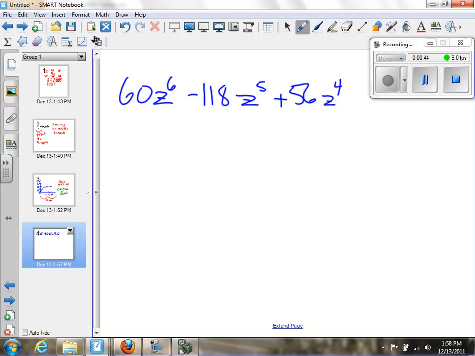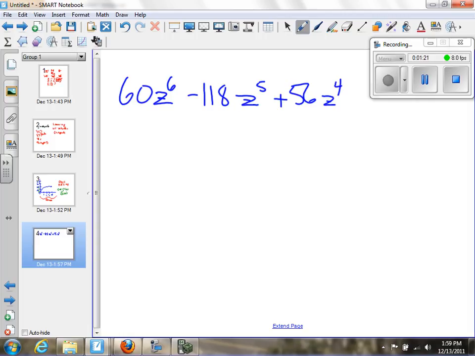Okay, so I need to factor this completely, which means that every term has to be unfactorable. So I'm looking at this and I'm saying I can probably divide by what? In terms of a constant, can I divide by 6? Is 6 going to go into 56 8 times? No. 7 times, yeah. I'm not good on the multiplication table. So I can pull out a 6, I'm pretty sure.